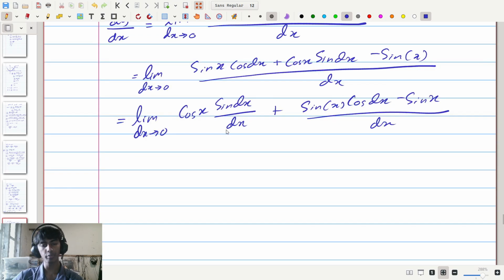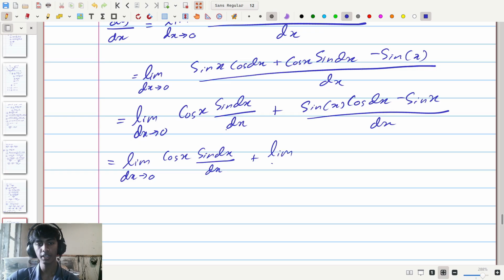So now what we're going to do is split this limit into two pieces. We're going to have the limit as dx approaches 0 of the first part, which is cosine of x times the sine of dx by dx, plus the second limit, which is going to be the limit as dx approaches 0, and over here I'm going to actually factor out this sine x to the front, so it's going to be sine of x times the cosine of dx minus 1 divided by dx. So here we're going to have the cosine of dx minus 1 over dx in brackets.